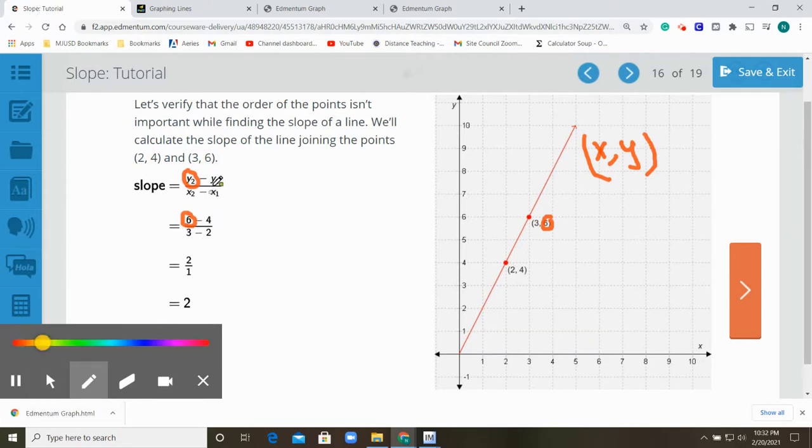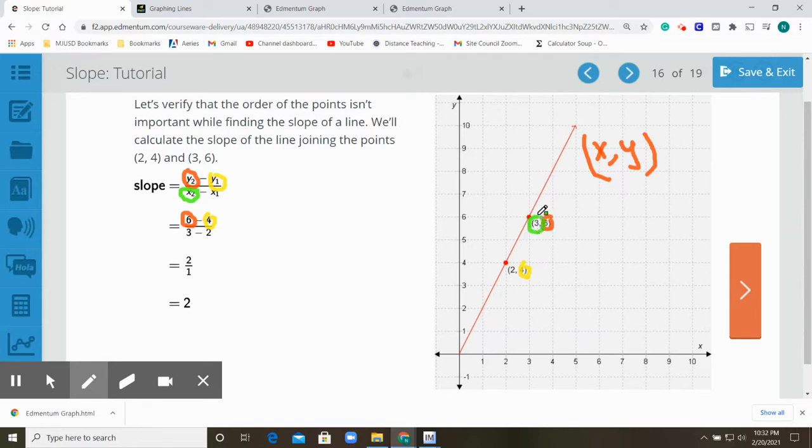Let me change colors. So y1. Okay. Now x2 minus x1. So x2 minus x1.